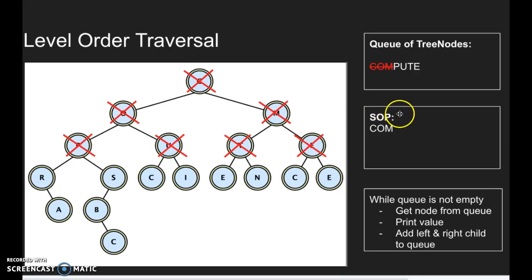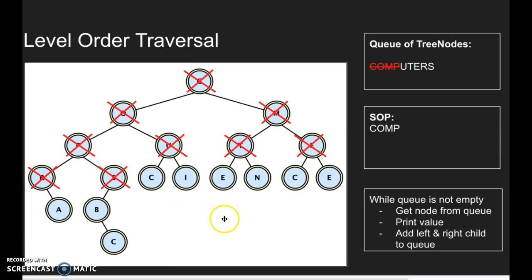Continuing along, I'm going to now get P, which you'll see is the first on the next level. I'm going to remove it from the queue. I'm going to print it out and then load P's children on. I didn't continue with this. I think you can already kind of get a feel for how this is working, and you kind of see the level order process happening.